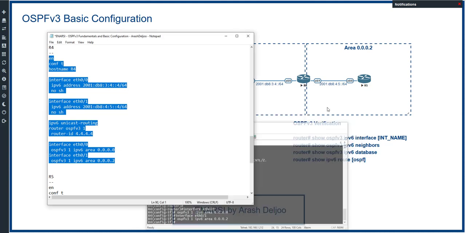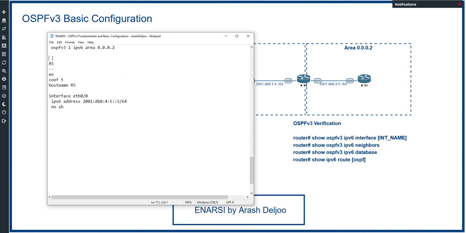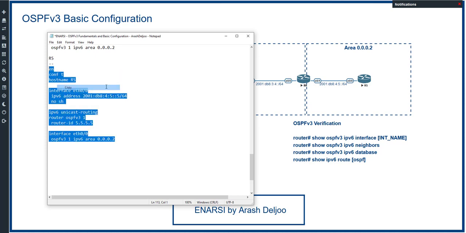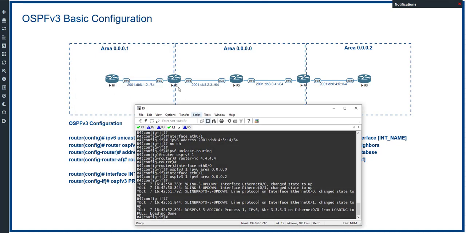Okay, the next router is the router 5. Let me configure the router 5 also here. The first command, IPv6 unicast routing, then router OSPFv3 1. After that, here we can use router ID. Router ID is quad 5, and then interface ETH00. Here we should use OSPFv3 1 IPv6 area 0.0.0.2. That's it. This is the configuration of the router 5. Let me copy it to the CLI of router 5.